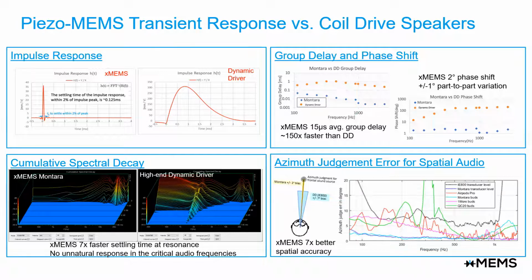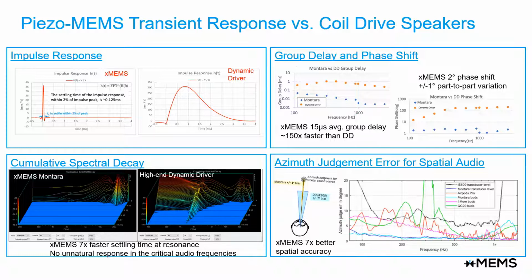How are these small microspeakers able to perform so well in a free air application? Well, I believe it comes down to a couple of their unique attributes and inherent behaviors. Most notably is the impulse response and the group delay, and also phase response. So let's start in the upper left-hand side and take a look at the impulse response.